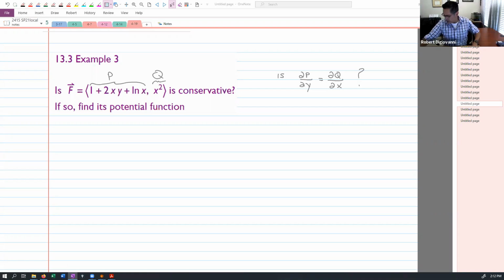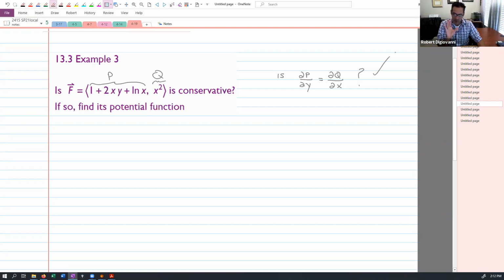All right, is it conservative? Yes. Okay, it is. Partial P with respect to y is just 2x, and that's the partial Q with respect to x. So easy check, right? This is correct. Now, find the potential function.